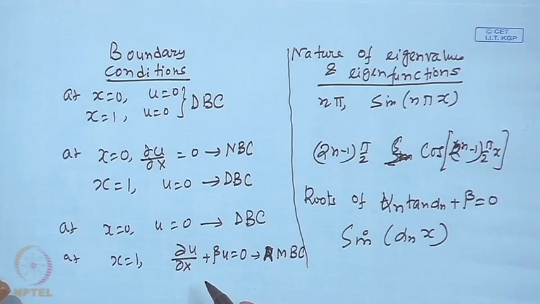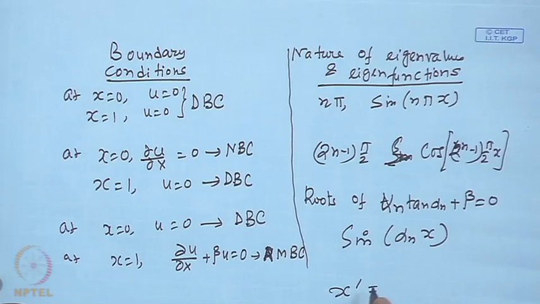So, what happens when these boundary conditions are interchanged? What will happen in that case? In that case, you just define a new variable, let us say x prime is equal to 1 minus x.